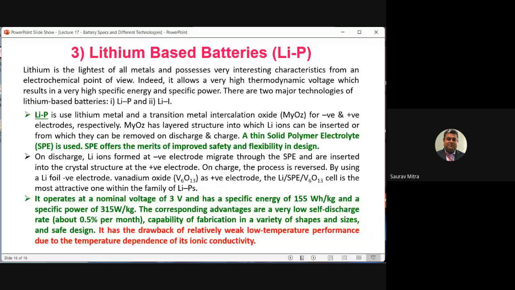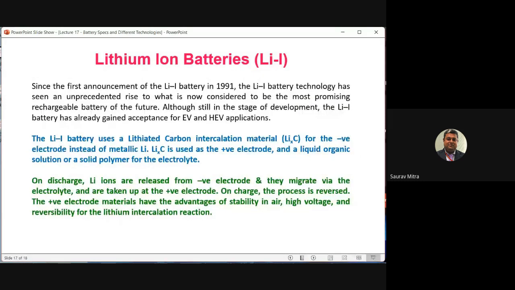That is the LiP battery. The LiI battery is the main contender for our electric vehicles. The first announcement of the LiI battery was titled as the amazing rechargeable battery of the future. Nowadays, they are actually talking about sodium batteries. Sodium batteries are also used very widely, and they are saying that the next generation will be sodium batteries. Although still in development, they are talking about that for the future, not now. The lithium-ion battery has already gained acceptance for EV and HEV application.